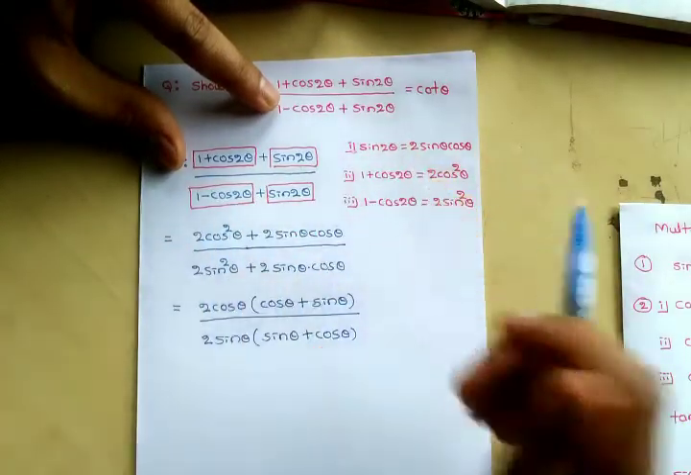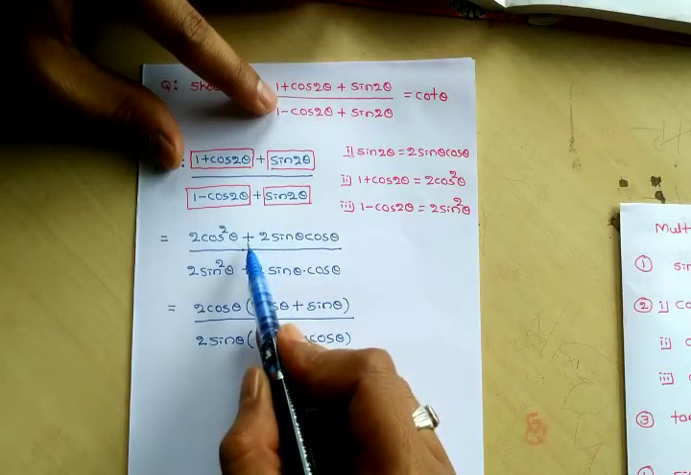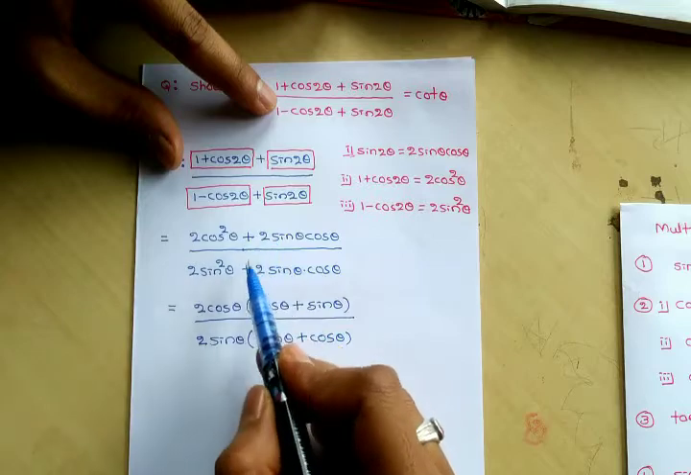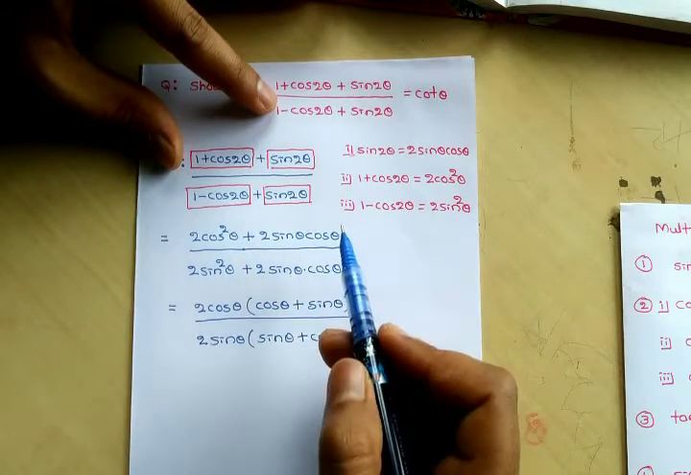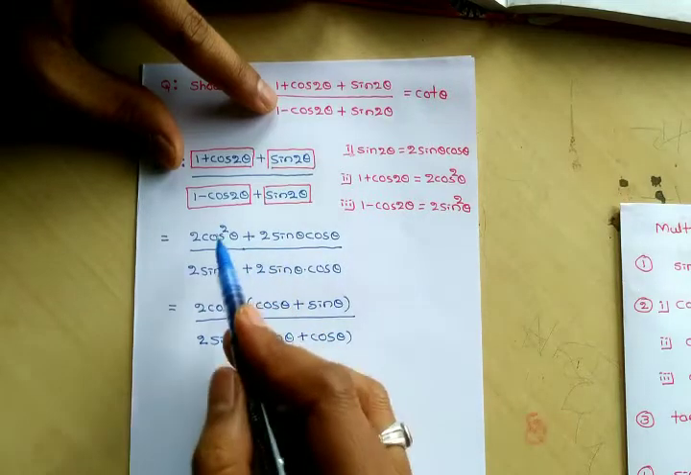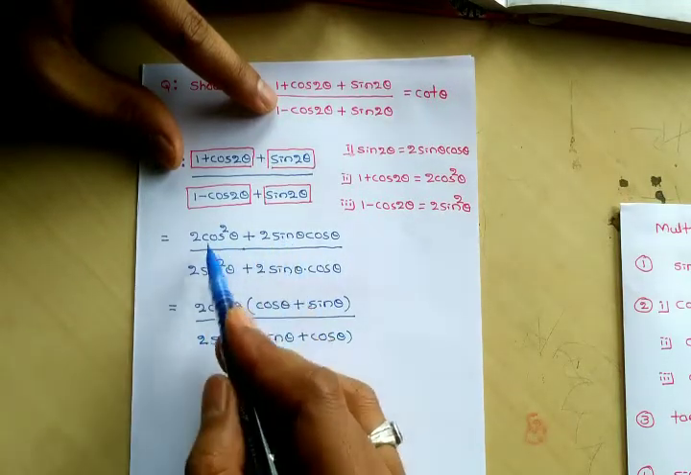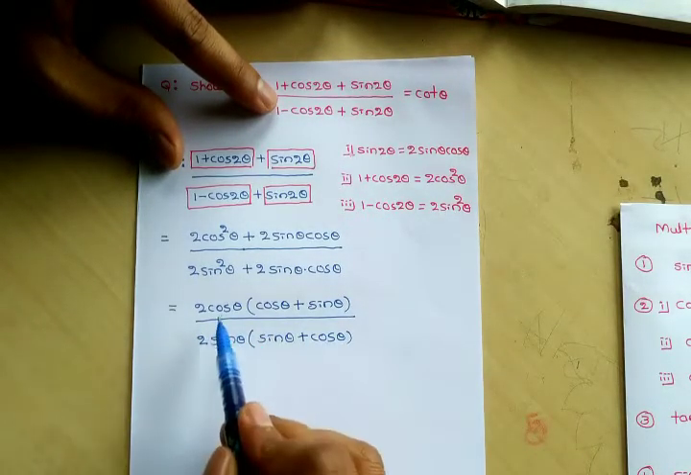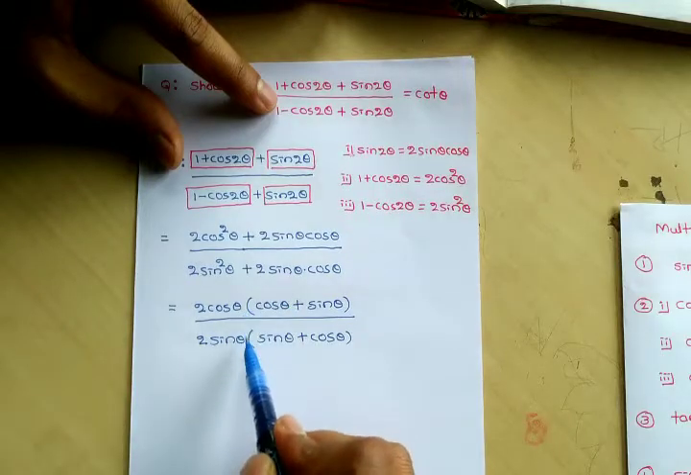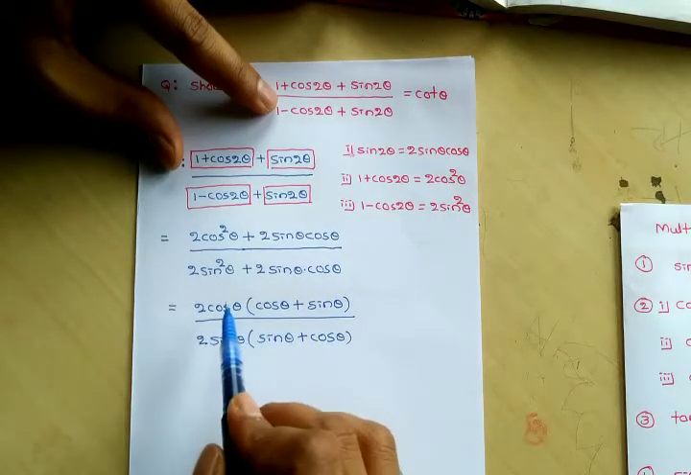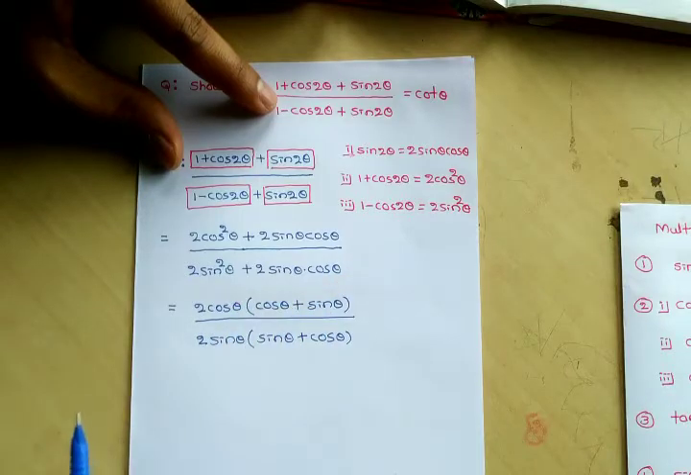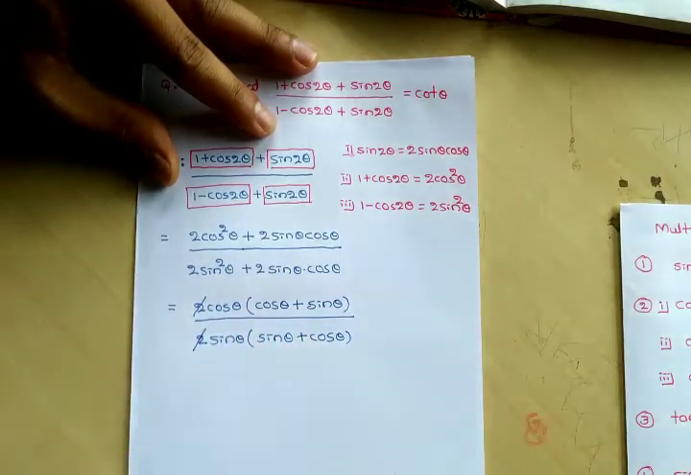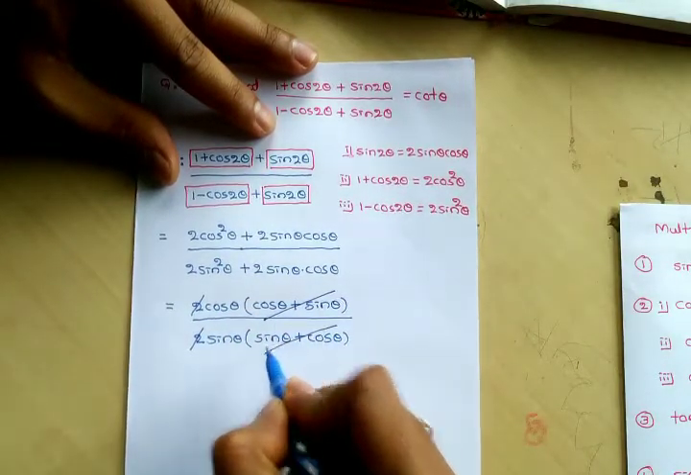you cannot cancel, because in between these two terms which sign is present here? Plus sign is there, correct? So in between two terms, if plus or minus sign comes, you cannot cancel the terms. Therefore you cannot cancel here. That's why I have taken the values common. Now here you can cancel, because in between these two, which sign is coming? Multiplication sign. So in between any two terms, if multiplication sign comes, easily you can cancel the terms. So I can cancel 2 and 2, and sin theta plus cos theta, sin theta plus cos theta.